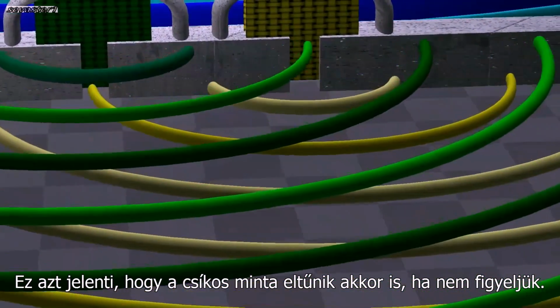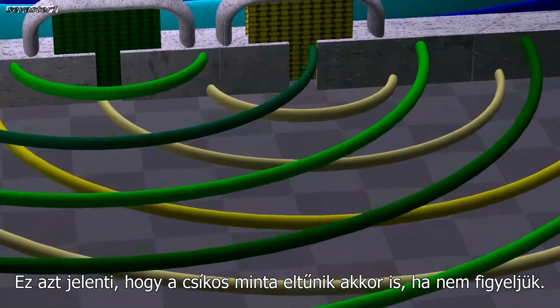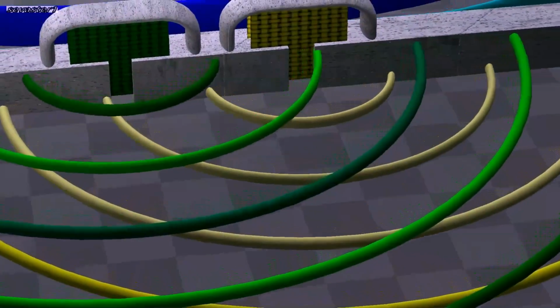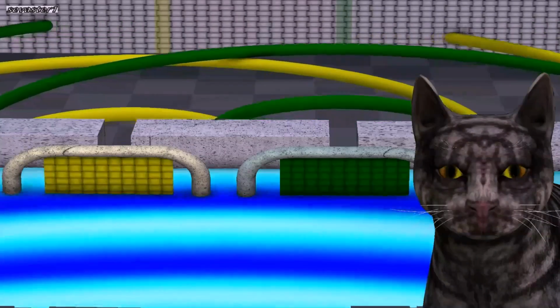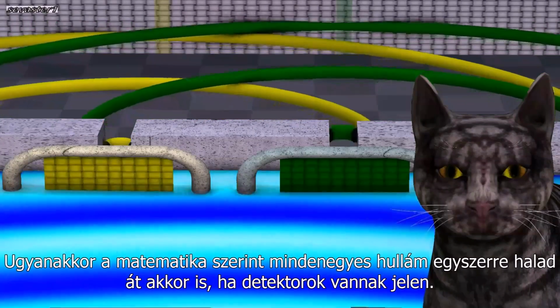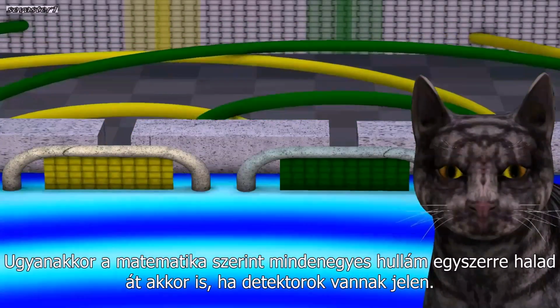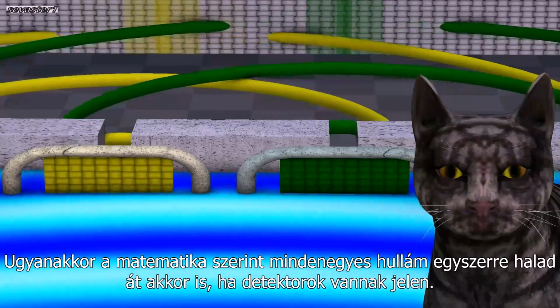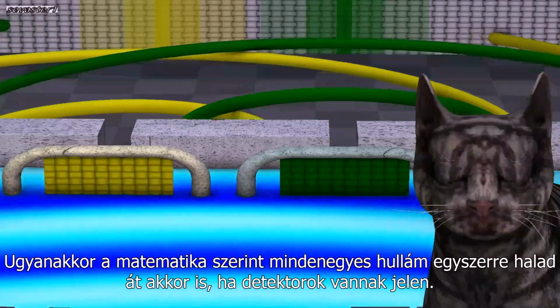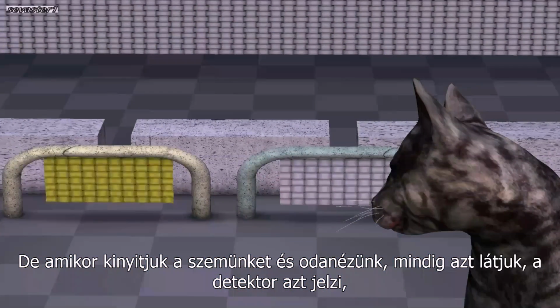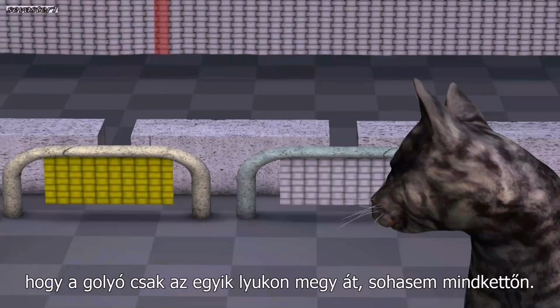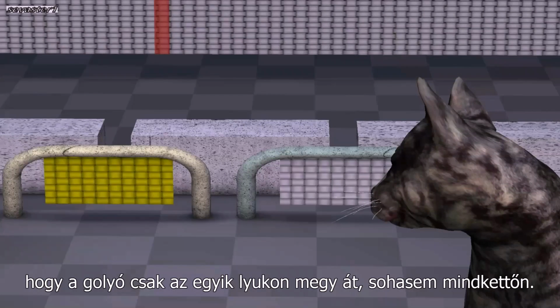This means that the striped pattern will disappear even if we are not watching it. The detectors will cause this to happen on their own. However, the mathematics also says that each wave still simultaneously passes through both holes, even with the detectors present. But when we open our eyes and look, we always see the detector indicating that the marble passed through only one hole or the other, and never both.